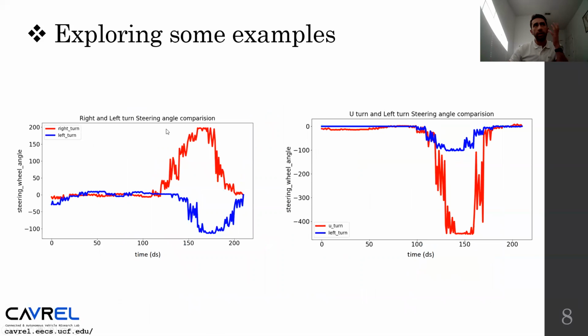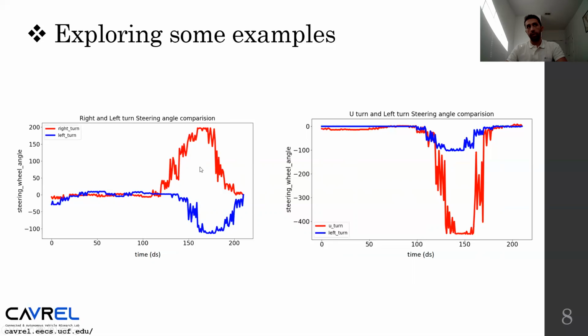And let's explore some results, some samples. Here, as you can see on the figure on the left side, we have right turn and left turn maneuvers, left turn in blue and right turn in red. And as you can see, the amplitude and basically the angle difference that we make in a left turn and right turn are very different.